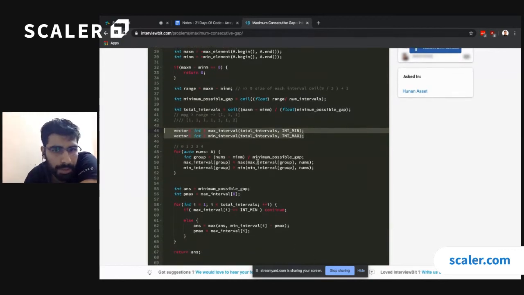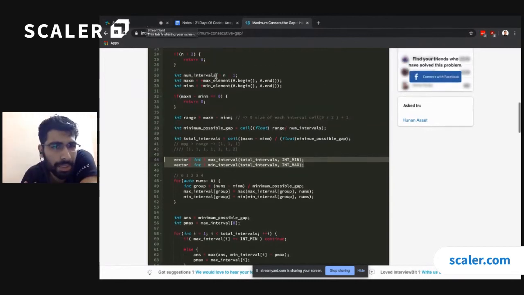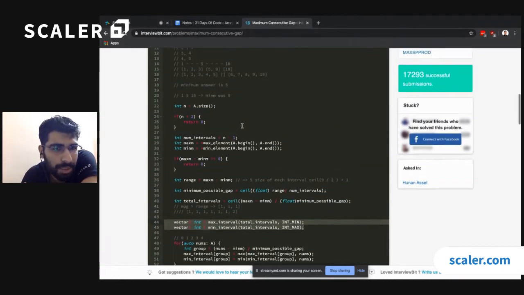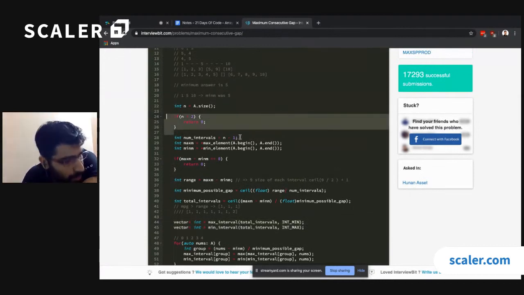Am I calculating this correctly? Numbers minus minimum. Is there anyone who can find the error? Where are we messing up? Or let us try to fix it up. If n is less than 2, we are fine. If the number of intervals is n minus 1, okay, these are going to be the number of intervals, or basically the number of numbers between this. So this should be fine. Then the answer will be gap by number of intervals, right?